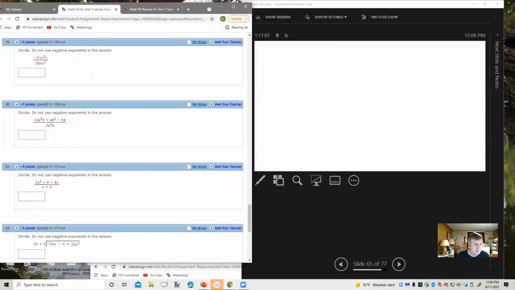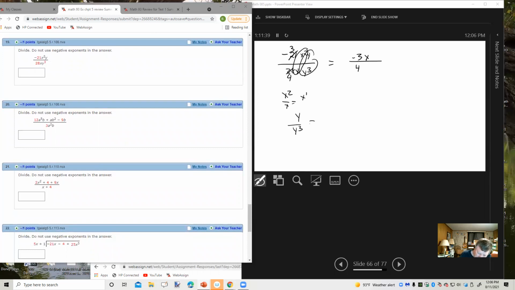Divide, do not use negative exponents in the answer. So negative 21x squared y divided by 28xy cubed. Okay, so I can reduce negative 21 over 28 by taking a 7 out here and a 7 out there. So I've got negative 3 over 4. Then x squared over x would be x to the 1 power, just x. And y over y cubed would be y to the 1 minus 3, which is y to the negative 2 power, or 1 over y squared.